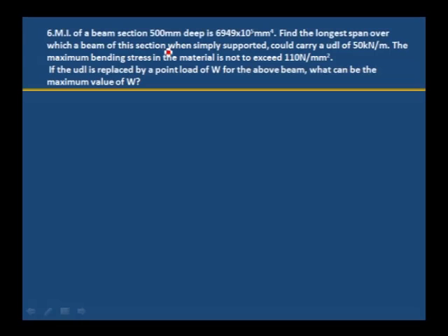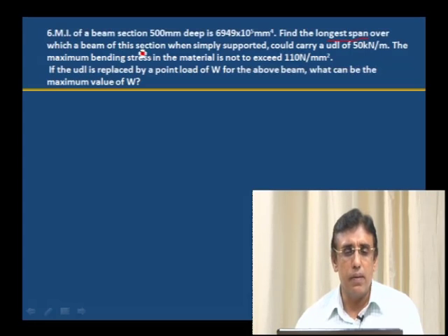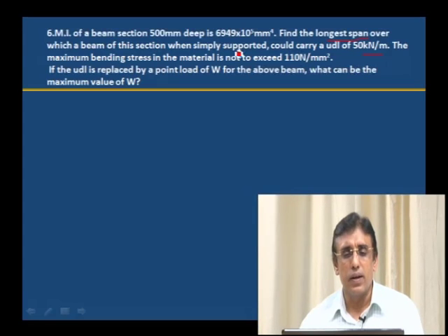Instead of the size of the beam, only the depth and the moment of inertia are given. The moment of inertia of a beam section 500 mm deep is 6949 into 10 to the power of 5 mm to the power of 4. Find the longest span. In this problem also we have to find the span over which a beam of this section, when simply supported, could carry a UDL of 50 kilonewton per meter. The load is given, but the size of the beam is not, only the depth and moment of inertia, from which we have to find the span.